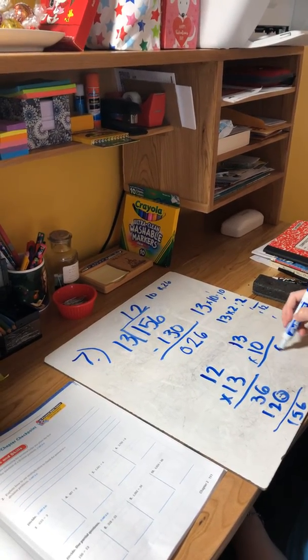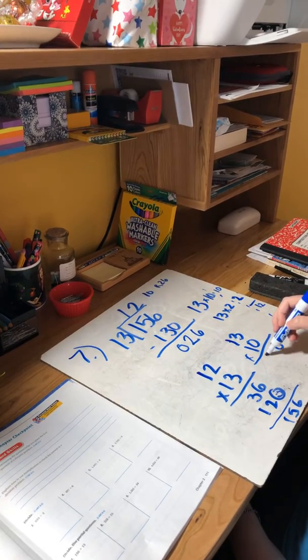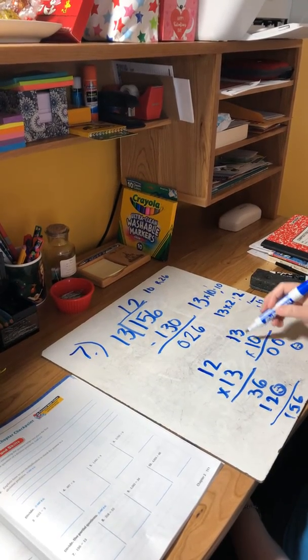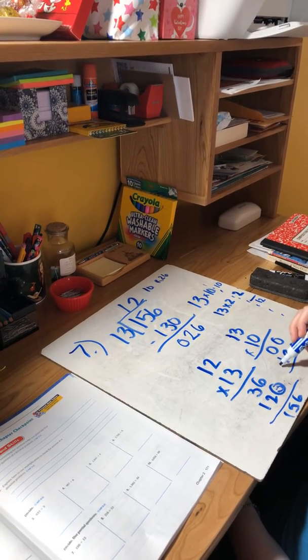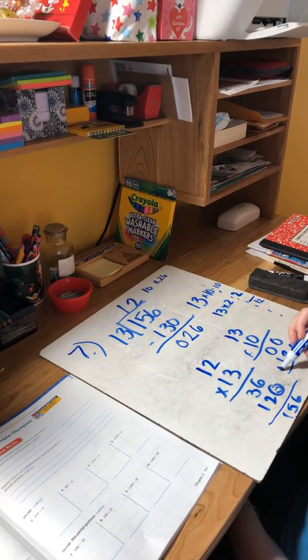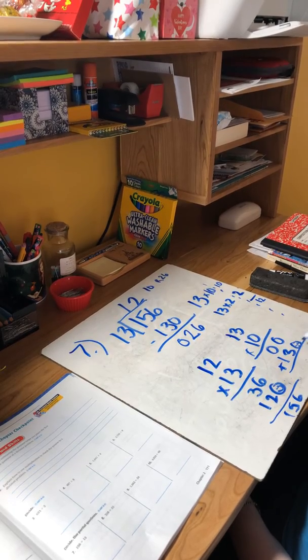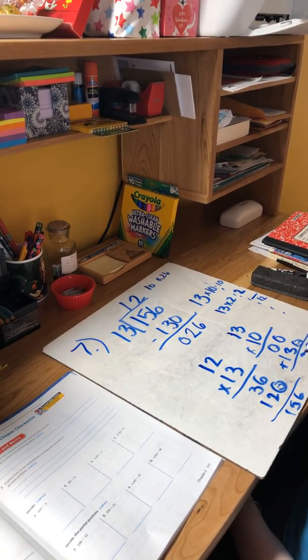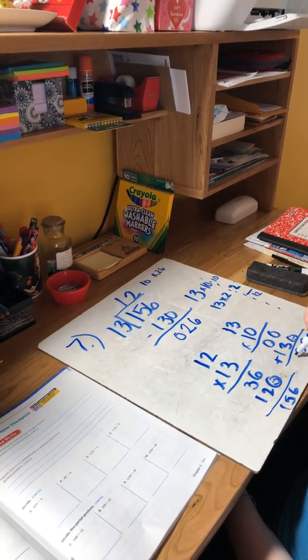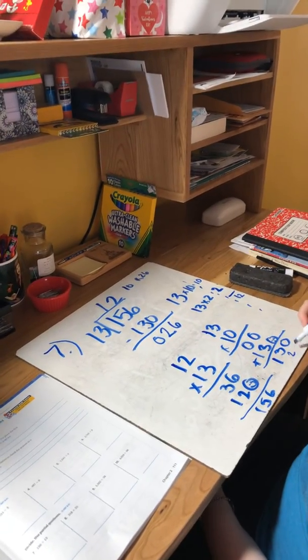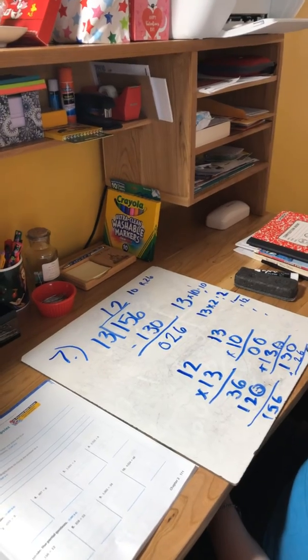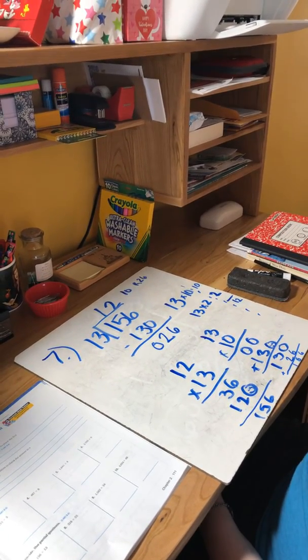Alright? And if we just kept the 10, we would have 13 times 10, which would be 3 times 0 is 0, 1 times 0 is 0. Bring that place value. 1 times 3 is 3, 1 times 1 is 1. Add them up. 0 plus 0 is 0, 0 plus 3 is 3, 1 plus 0 is 1, and then we would have the remainder, plus 26. And it would equal 156.